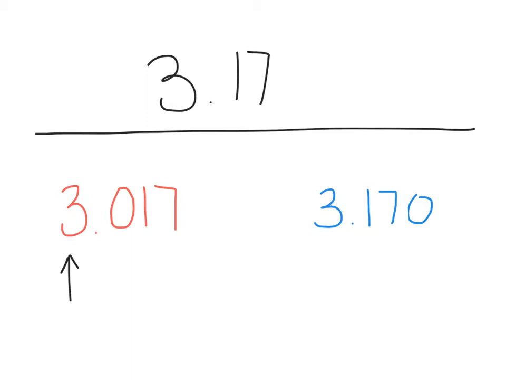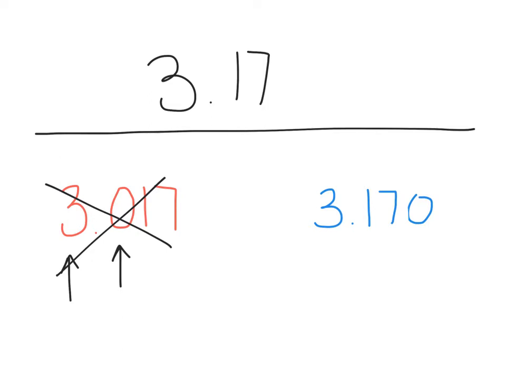So we have 3 in our ones column, and here we have 3 in the ones. So far, it's equal. When I move to the tenths column, I have 0 tenths, and in this one I have 1 tenth. I now know that this is not equal because 0 tenths is not the same as 1 tenth. So this is not an equivalent decimal.